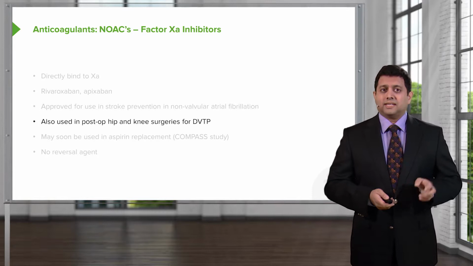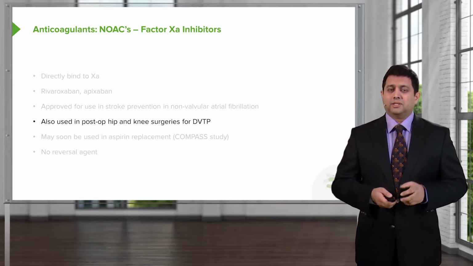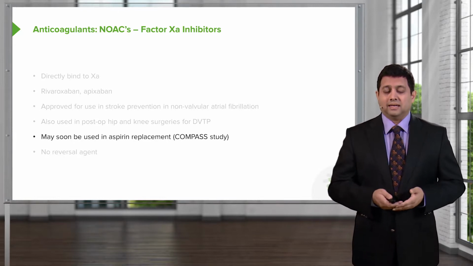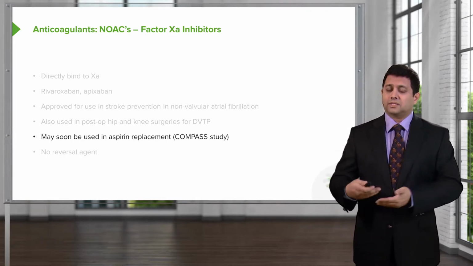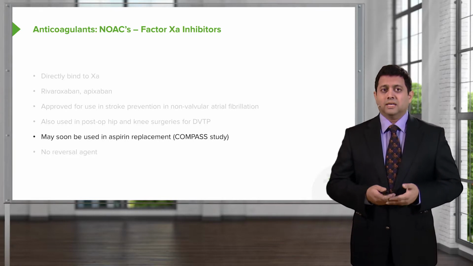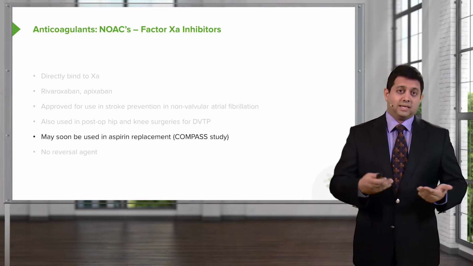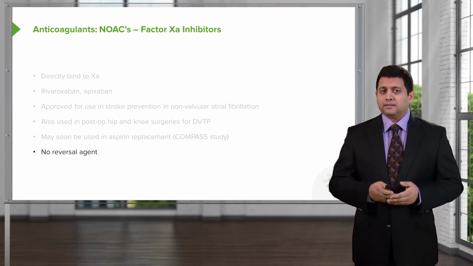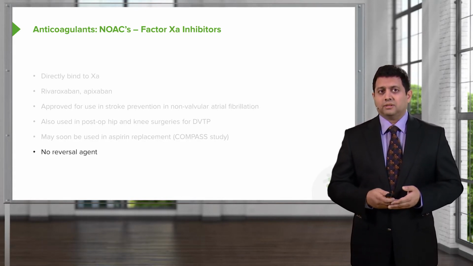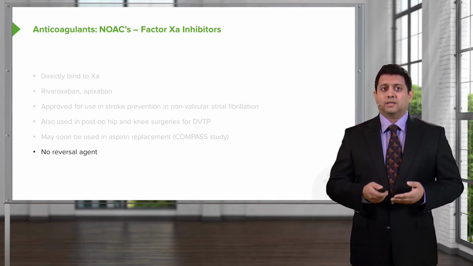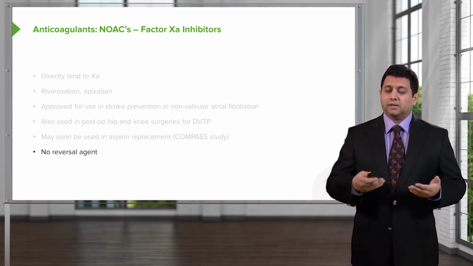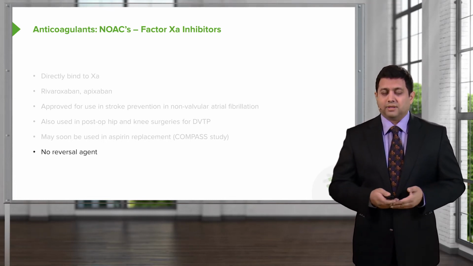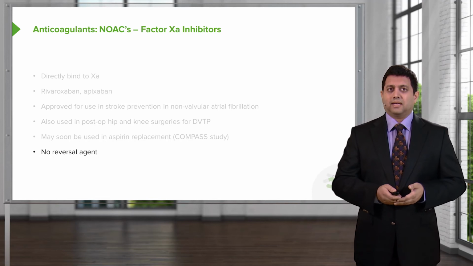They're also used extensively in post-op hip and knee patients to prevent deep venous thrombosis. And they may soon be used in aspirin replacement therapy. So there's a study going on right now called the COMPASS study, looking at one of these drugs in replacement of aspirin at low doses. At this point in time, we have no specific antidote to these drugs. We use drugs like Octaplex and other plasma transfusions to try and mitigate the effect of them.